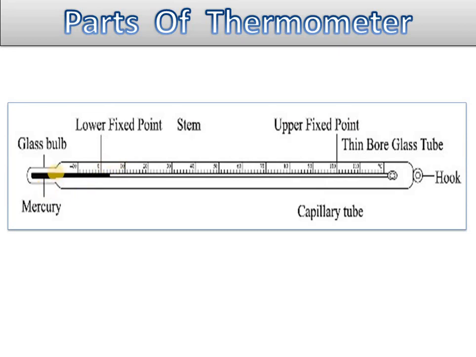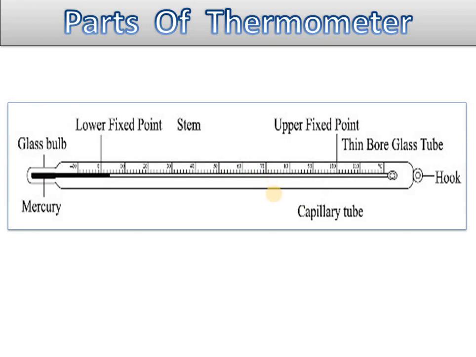Next is lower fixed point. This is the fixed point where the reading starts, that is 0. This whole region till upper fixed point is called stem. These markings are there. This is called expansion chamber, where the mercury expands when it reaches the highest temperature. Then this is a hook for hanging. These are the parts. And this particular thin glass tube, you can see, is called capillary tube, in which the mercury flows.